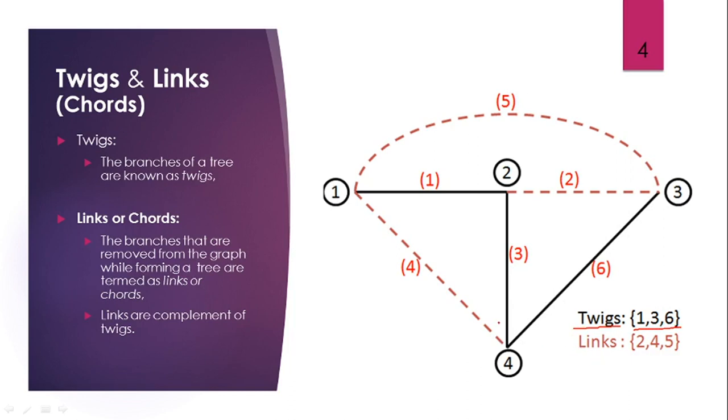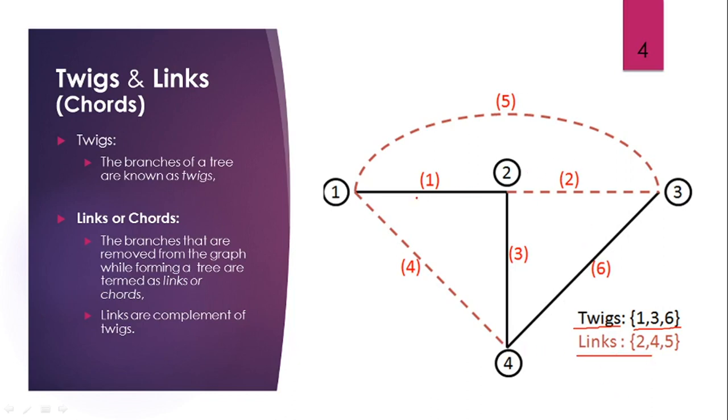In the complete graph we found that there are 6 branches. Out of that, 3 are covered in the tree. So what are the remaining branches which are not part of the tree? That is known as links. The branches which are not covered, or which are not part of your tree, are known as links.